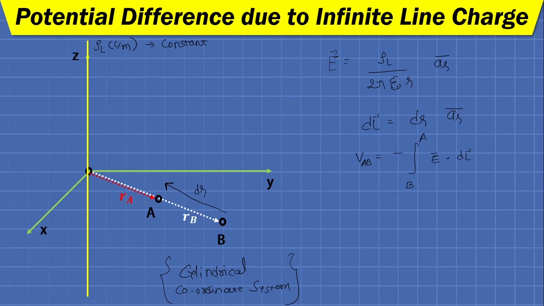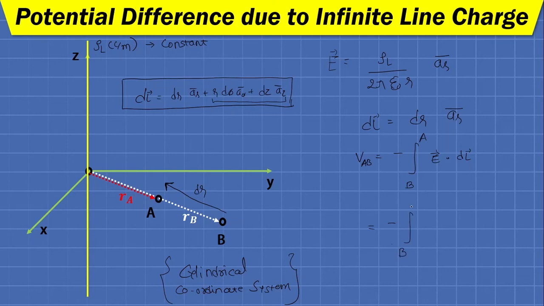If you take the general dL term, the general differential length in the cylindrical coordinate system is dr aR bar plus r dPhi aPhi bar plus dz aZ bar. If you take this general relation, even then when we perform E bar dot dL bar, only aR bar dot aR bar will be non-zero. These two terms will be 0 when dotted with aR bar.